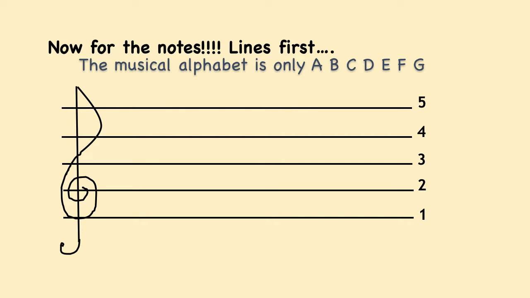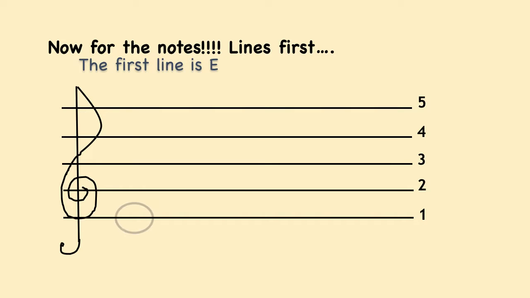Now for the notes. We will start with the lines. When a note is on the line, that means that the line actually goes through the note. The musical alphabet only uses A, B, C, D, E, F, and G. No H's, no Q's, no Z's.